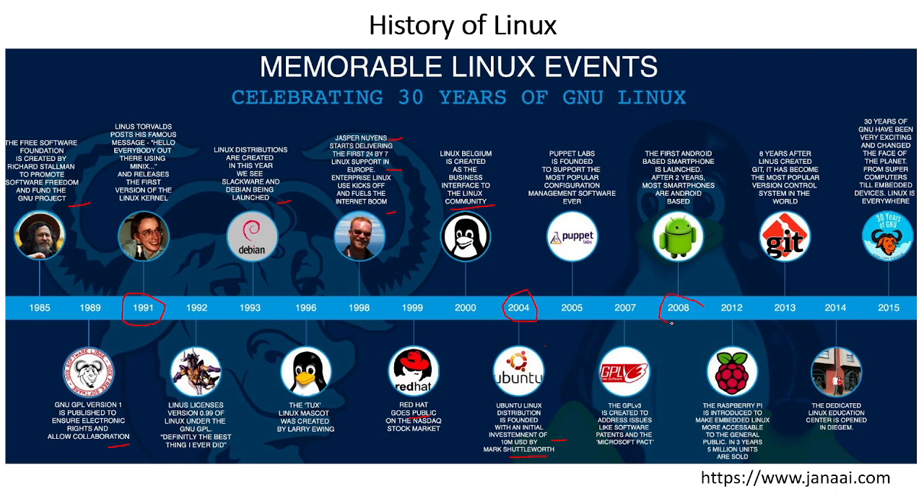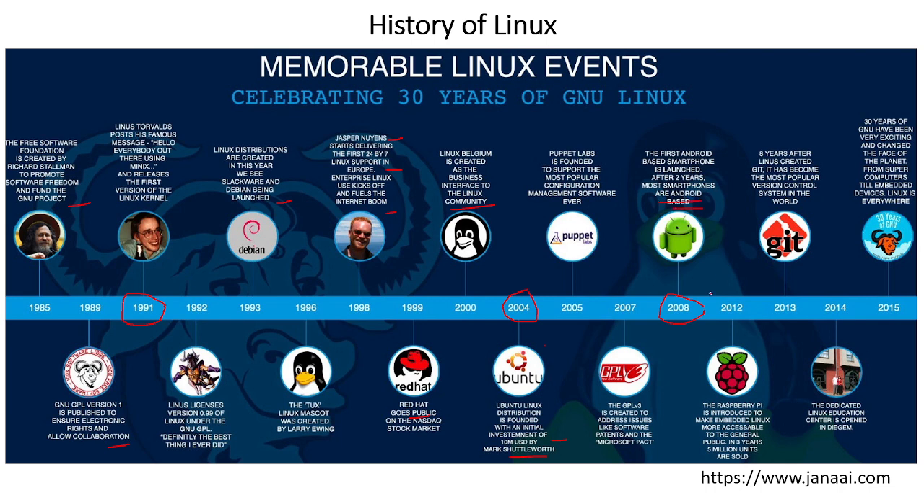Then in 2008, Google introduced their own mobile operating system for mobile devices, called Android. That is very famous right now, and most of the mobile devices are using Android. The base of this Android OS is the Linux kernel only. The first Android-based operating system was launched, and after 2 years, most of the smartphones were Android based.